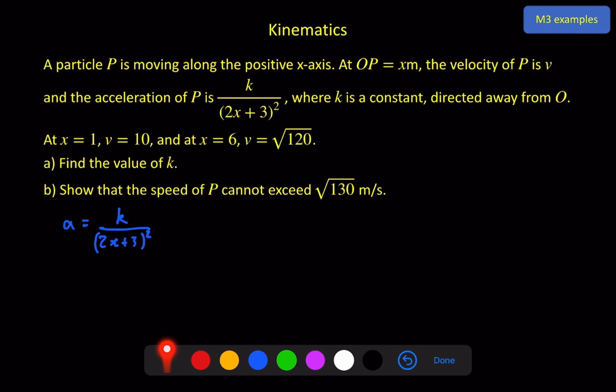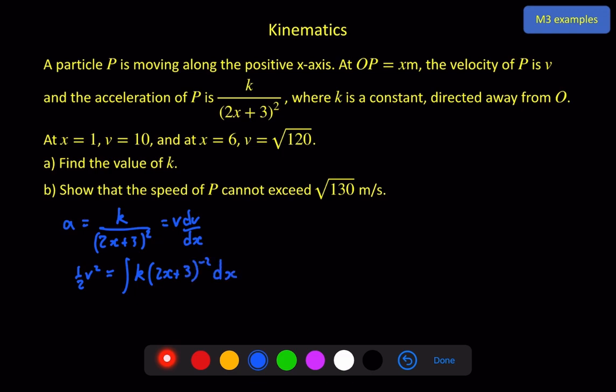At x is equal to 1, v is 10, and at x is equal to 6, v is root 120. We've got two sets of boundary conditions because we're going to need to find the value of k and also c, our constant of integration. So doing the same as before, we've got a is equal to v dv by dx, and when we separate the variables, we get a half v squared is equal to the integral of k (2x plus 3) to the minus 2 dx.